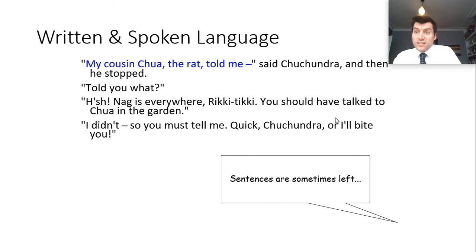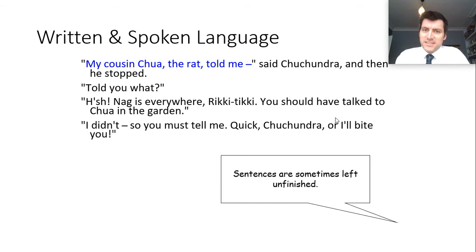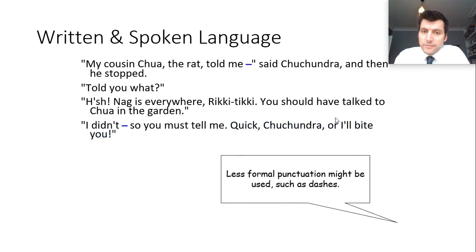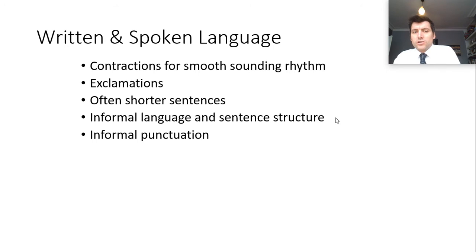Sometimes we don't finish a sentence. That's the same as when we're having a dialogue with our friends. We don't always have a full stop at the end of each sentence. Sometimes we also see that there's quite short sentences. "Quick, Chuchunda, or I'll bite you." Okay, so we've got these quick, speedy sentences, which we include in dialogue as well. Okay, so less formal punctuation, some dashes sometimes to break up the elements of a sentence rather than that formal use of formal punctuation. So contractions for smooth sounding rhythm, exclamations, shorter sentences, informal language, sentence structure, and informal punctuation. So there's different features within these conventions of dialogue.